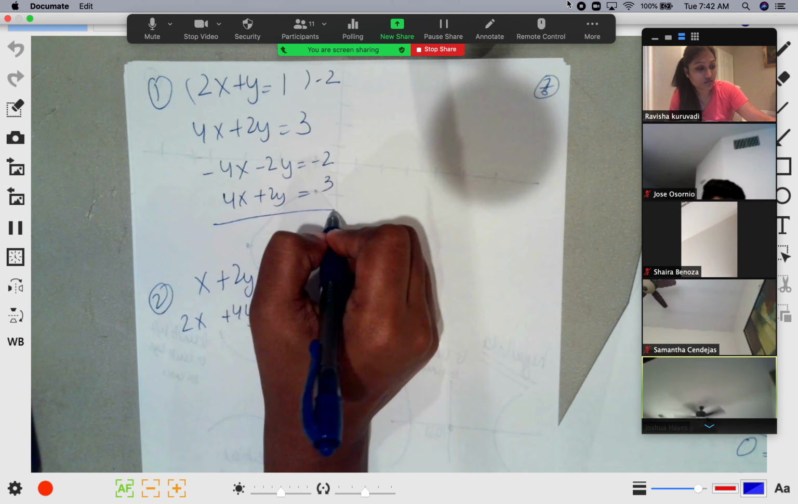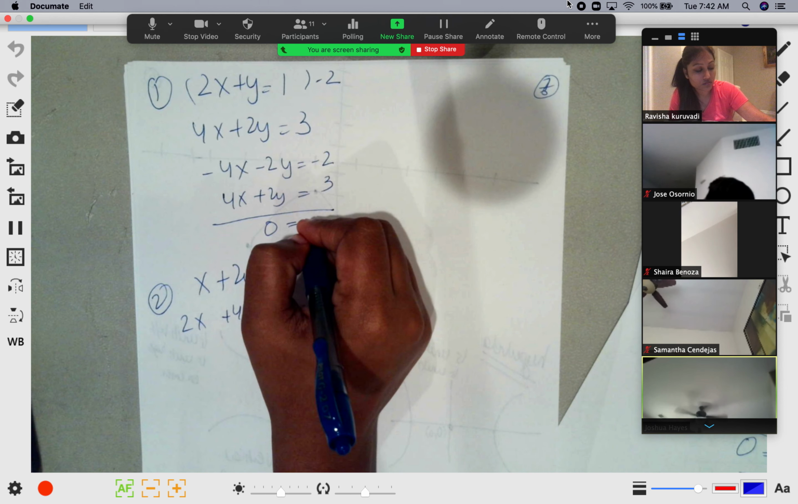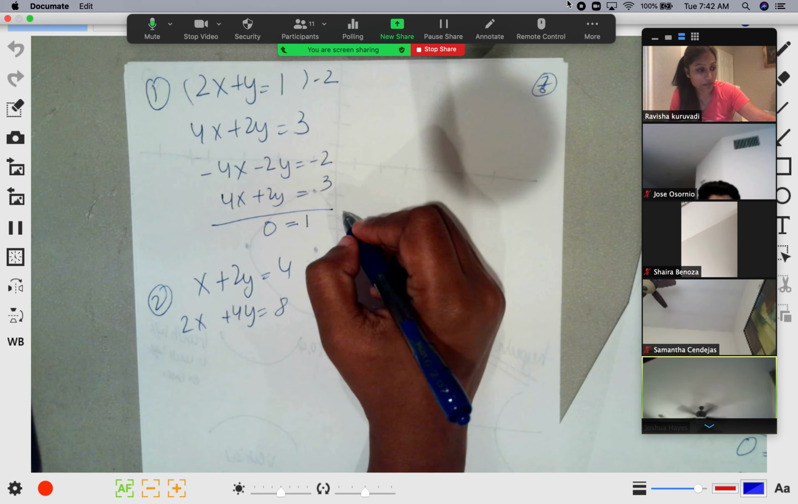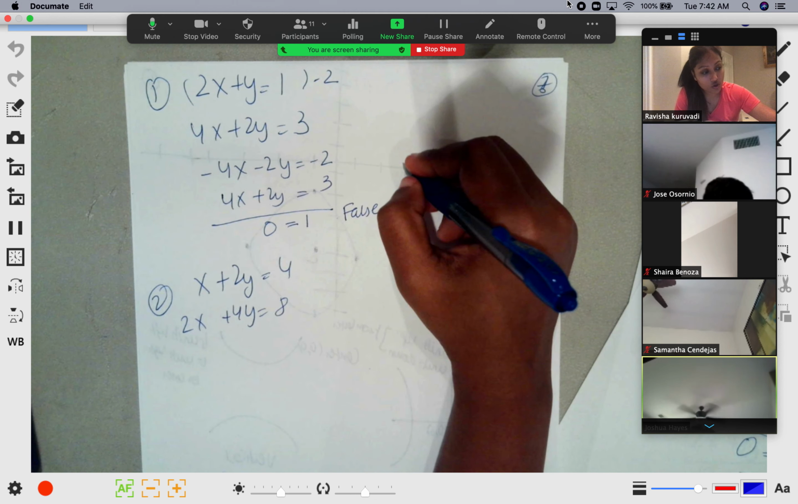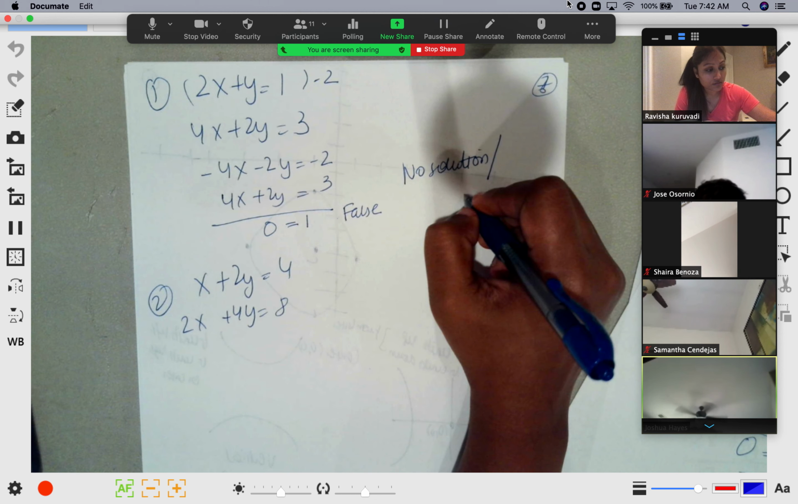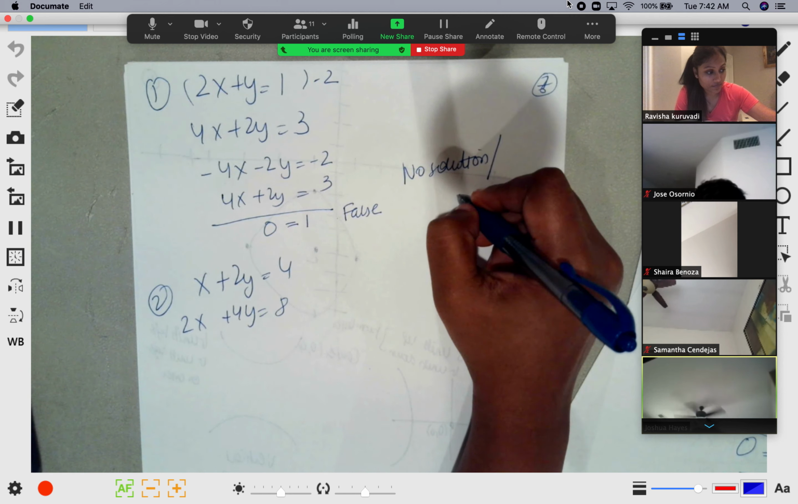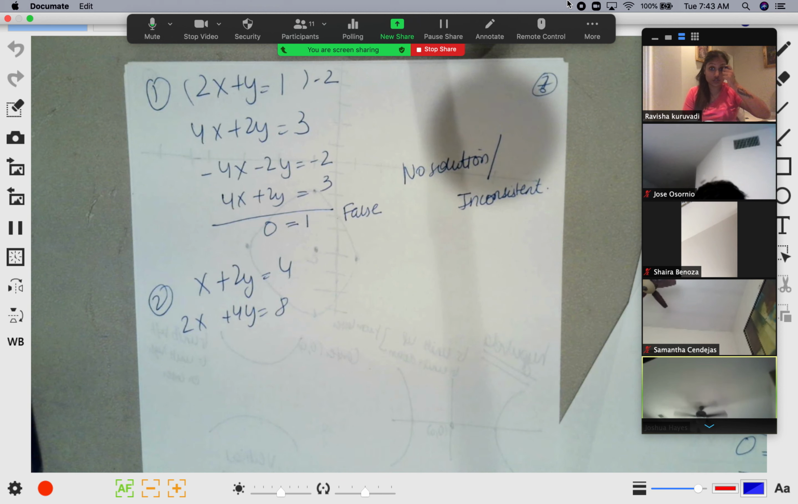So 0 equals to 1. Is it false or true? False. What happens when it's false? There's no solution. Inconsistent. Sometimes in the question they may say inconsistent also. That means no solution. Every other solution is consistent, but this one specifically, when you get something false, that is inconsistent. Really good, Joshua.